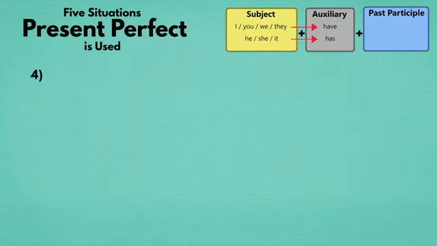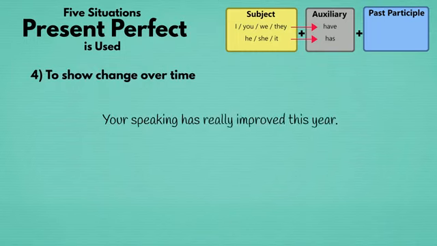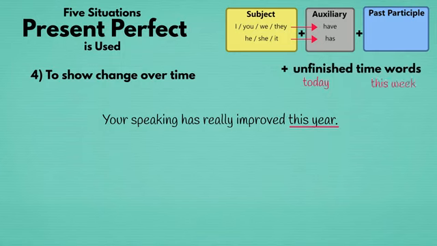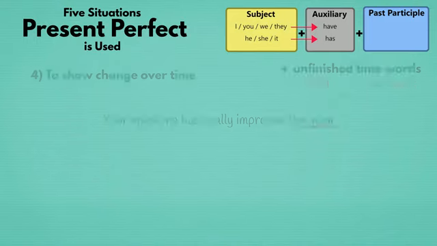Number 4. Present perfect can also be used to show change over time. For example, your speaking has really improved this year. You might have noticed that unfinished time words like this year, today, this week, and so far are often used with present perfect.